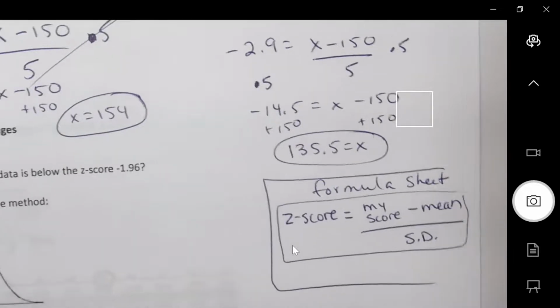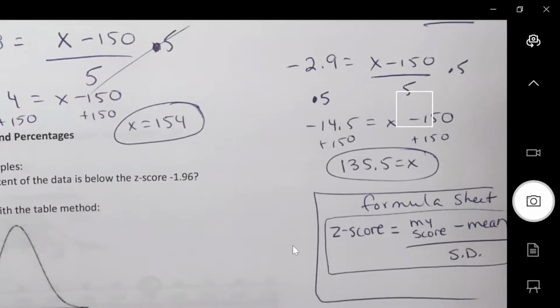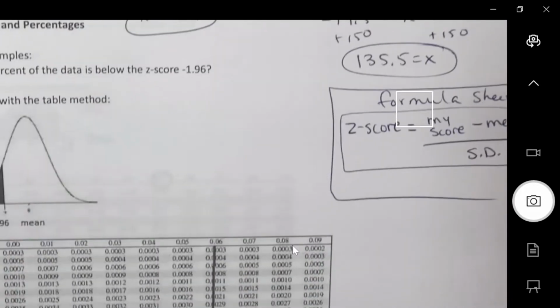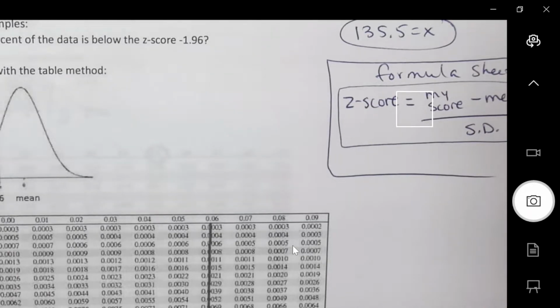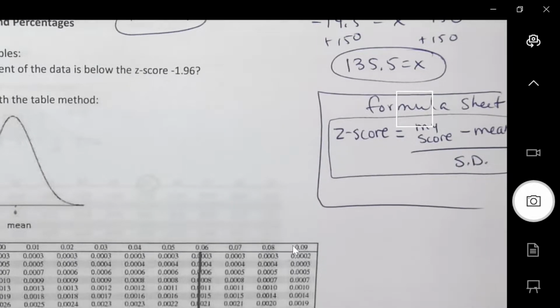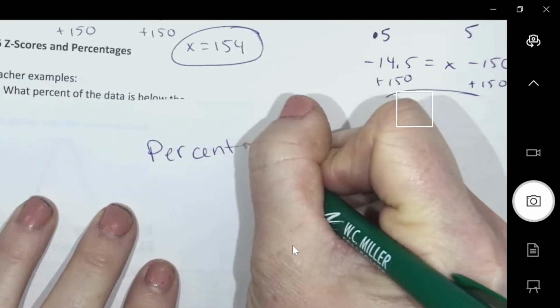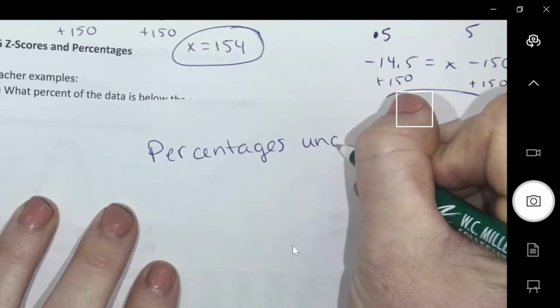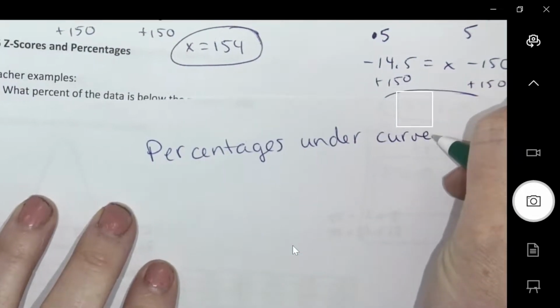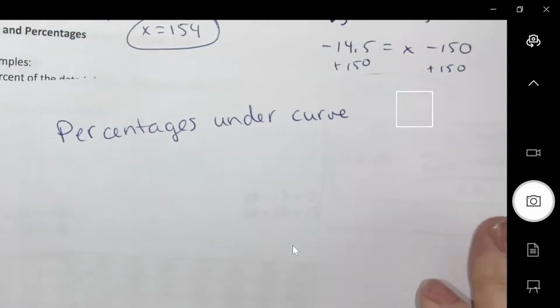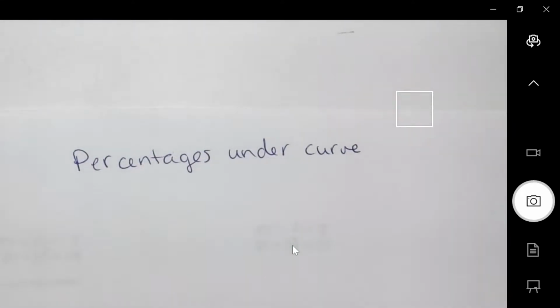Okay, so this next piece is working with percentiles. So understanding how much data is in certain parts of this curve. Okay, so let's go straight to our cheat sheet here. And this is what we're going to write on our cheat sheet. Percentages under the curve. So I'm going to write this on my cheat sheet.